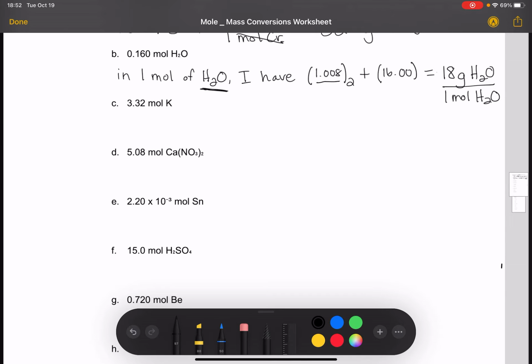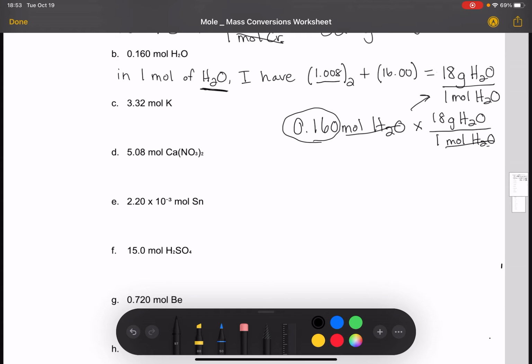So we found our molar mass, and what we're going to do is the same thing we did in the first problem. We're going to take what we have, 0.160 moles of H2O, multiply it by my conversion factor, which is up here, 18 grams of H2O per 1 mole of H2O. See these units, moles of H2O, they cancel out. So all we're left with is this multiplier, 0.160, and 18 grams of H2O.